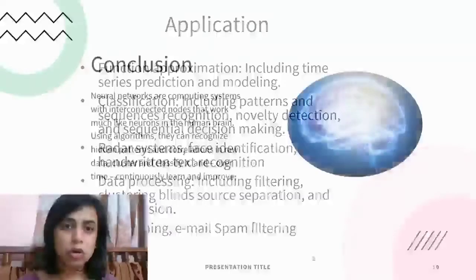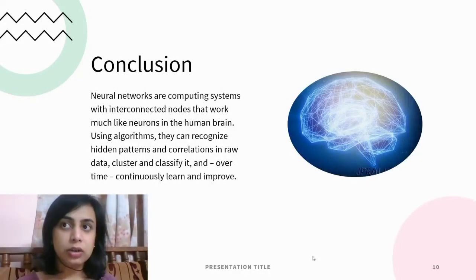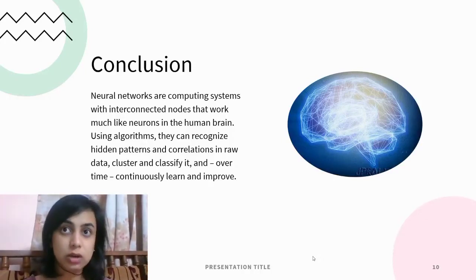So now to conclude the video, neural networks are computing systems with interconnected nodes that work like the human brain and help the neural network to make human-like decisions. Using algorithms, they can recognize hidden patterns and correlations in data, classify the data, and continuously learn and improve through these algorithms and decision-making processes. So basically, that's the concept of artificial neural networks, and I hope this video was of help.